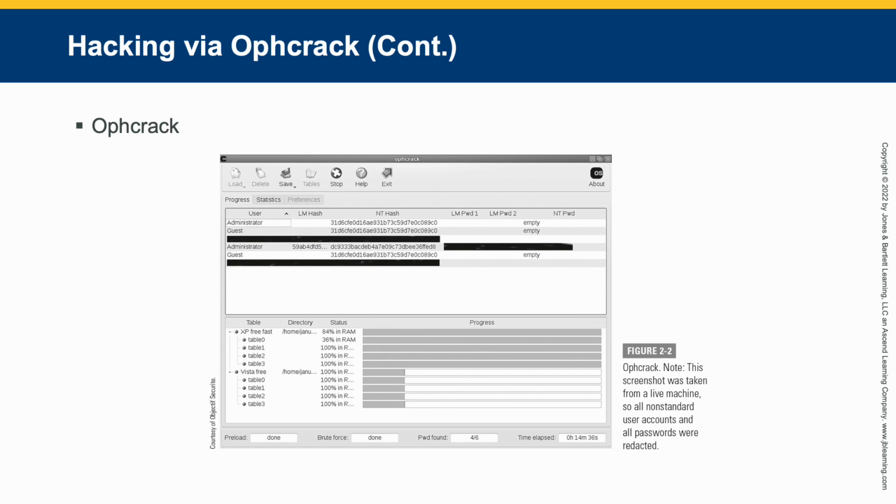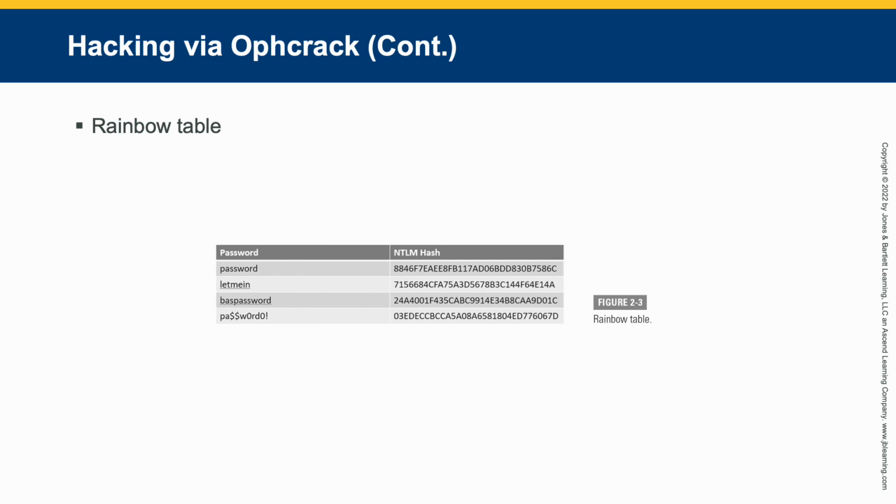Here's an example of OphCrack, showing how it works. The screenshot was taken from a live machine, so all non-standard user accounts and all passwords were redacted. This is a rainbow table that has passwords like "password" and "let me in" and all that jazz. It also has the hash.